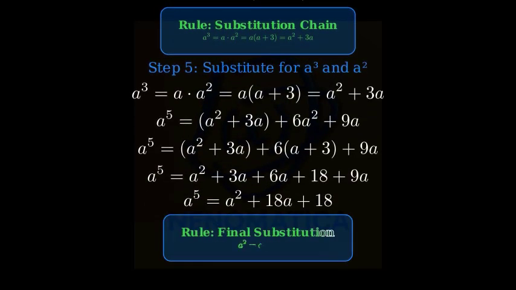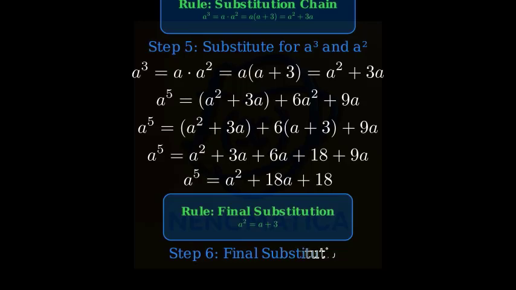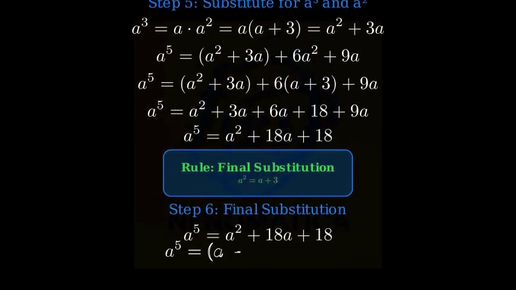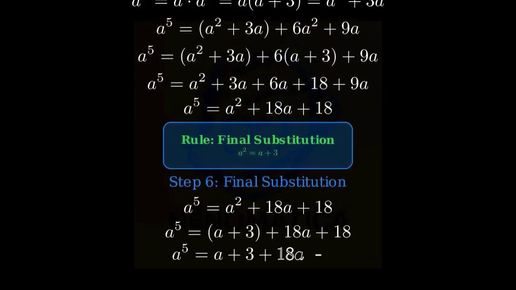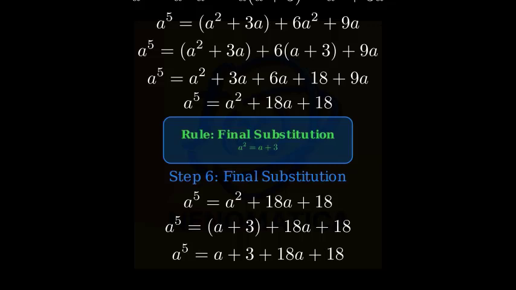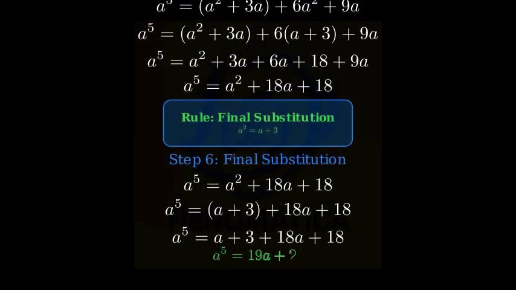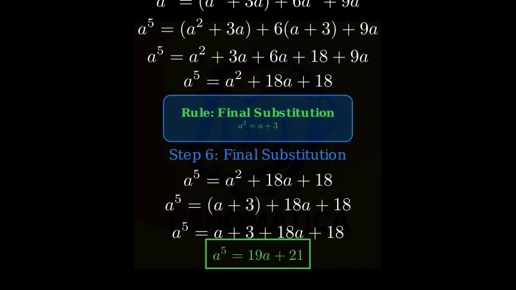Finally, we substitute a squared equals a plus 3 one more time. This gives us a plus 3 plus 18a plus 18, which simplifies to 19a plus 21. And with that, we've proven that a to the fifth power equals 19a plus 21.